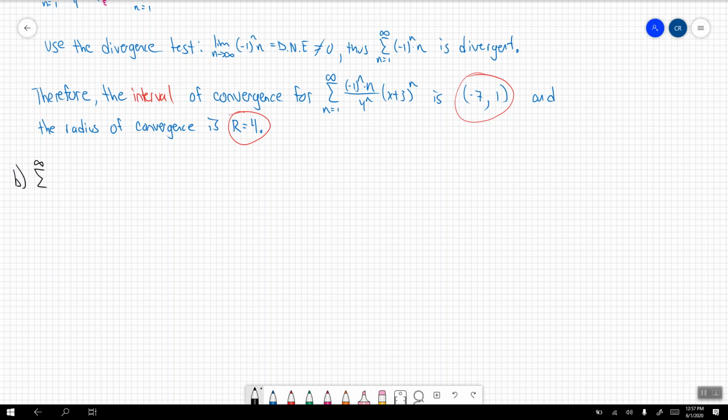Part B. The summation for the series beginning at n is equal to 1 all the way to infinity for 2 to the power of n divided by n multiplied by 4x minus 8 to the power of n. All right, let's start there. All right, so here we go.